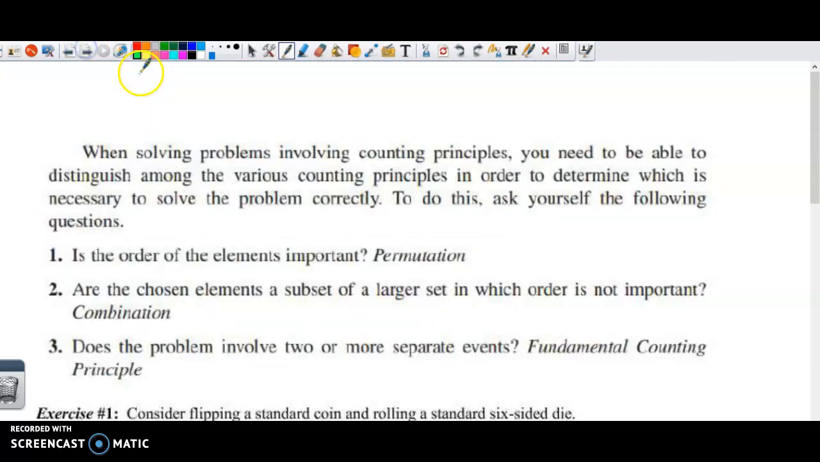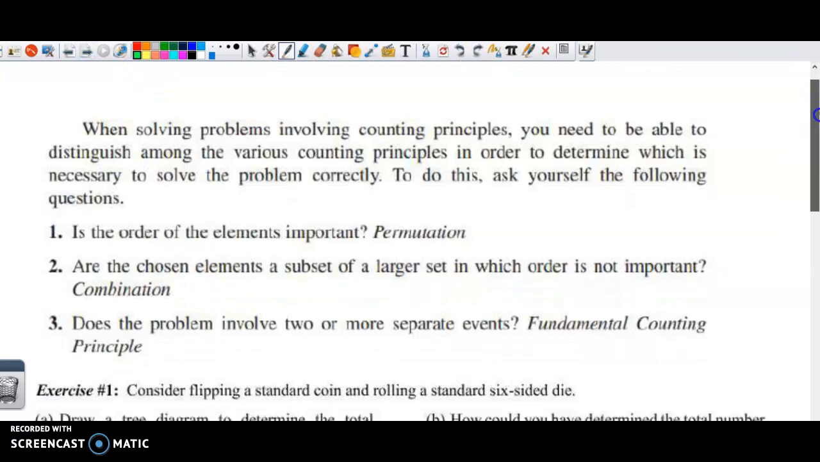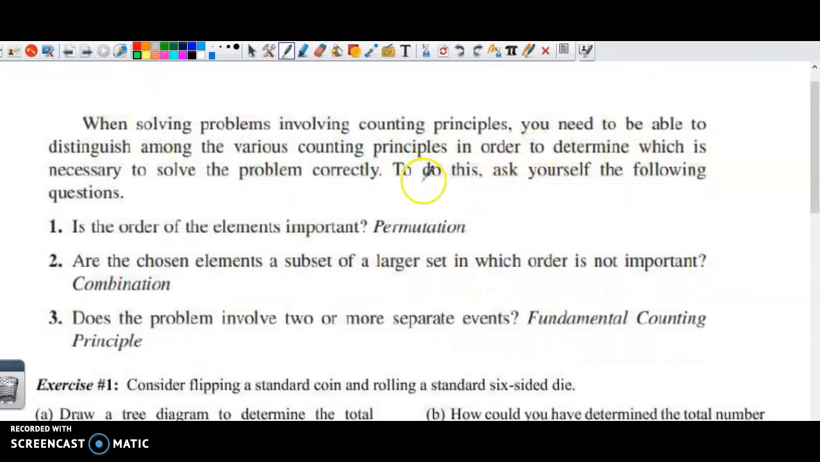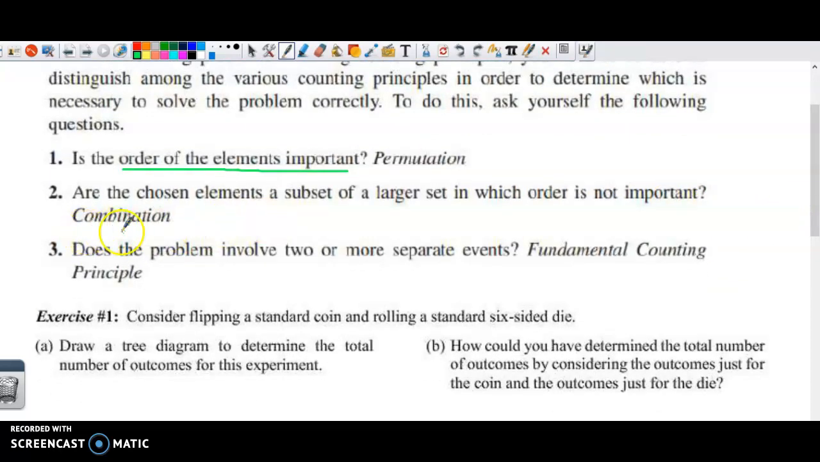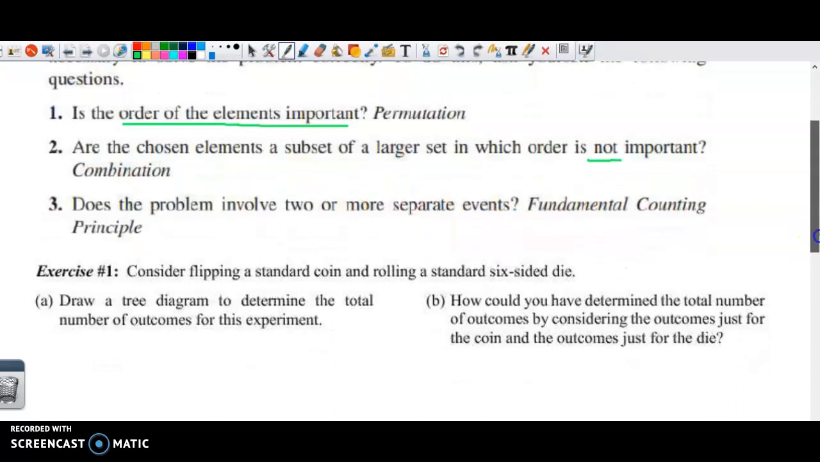So there's little tricks along the way. Again, feel free to pause the video and reread these notes. But this is exactly what I said. If the order matters, if the order is important, use a permutation. If the chosen elements are not important, so my go-to example of a field trip, it's a combination. And then for 2 or more separate categories, separate events, we're going to do the fundamental counting principle.